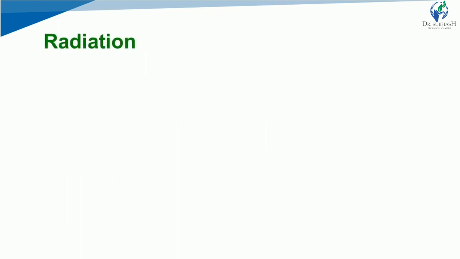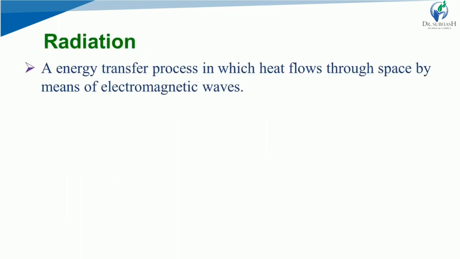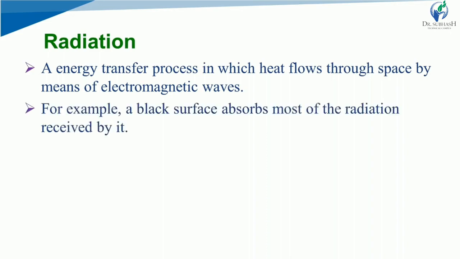Next is radiation, an energy transfer process in which heat flows through space by means of electromagnetic waves. For example, a black surface absorbs most of the radiation received by it. Have you seen this? You must have experienced it in your own way, right? When you wear something black or touch any black surface, it absorbs most of the radiation and becomes heated more. This is nothing but an energy transfer process via space by electromagnetic waves, which you cannot see with your bare eyes or naked eye.